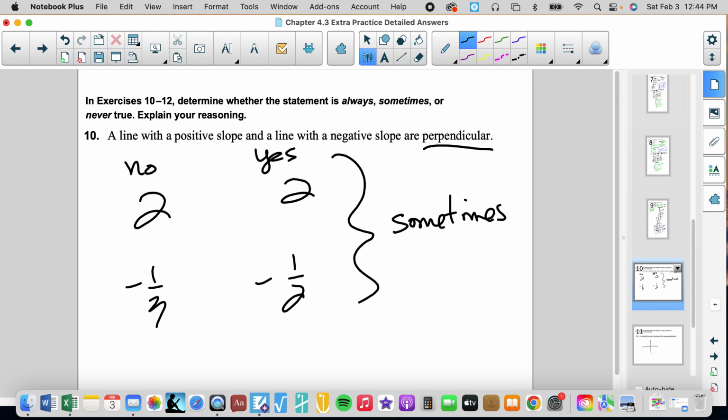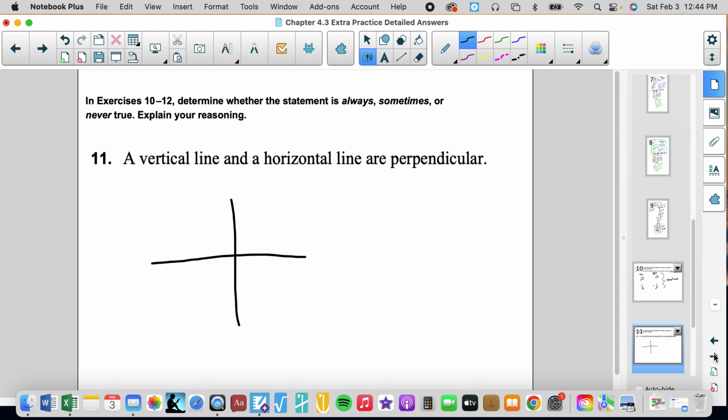Mr. Mack was not reading the directions. Sometimes. Positive, negative. I thought it was intersecting. A line with a positive slope and a negative slope definitely intersect every single time. But maybe they aren't perpendicular. Only sometimes they're perpendicular. Sorry.